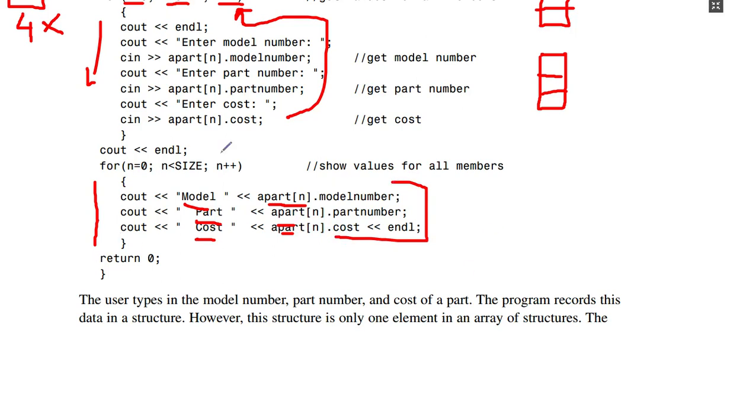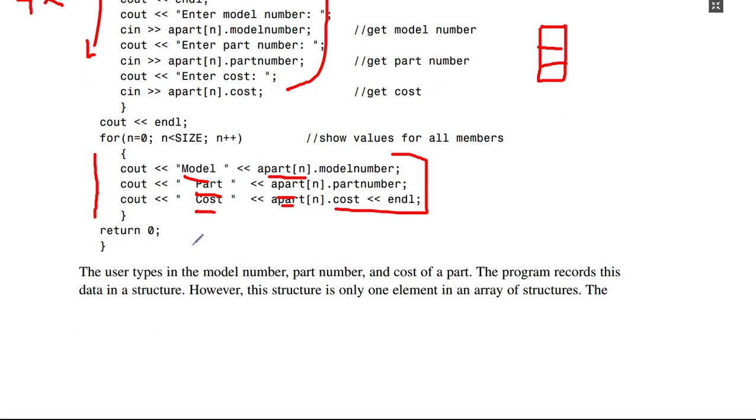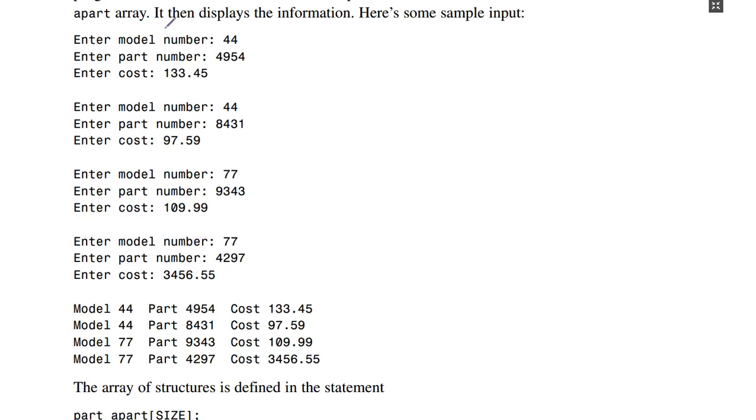Then n equals 1, so it would print for the second. Then when n becomes equal to 2, it would print for the third structure. Then n becomes equal to 3, so it would print for the fourth structure, and that would be it. So the printout would be simply equal to what?